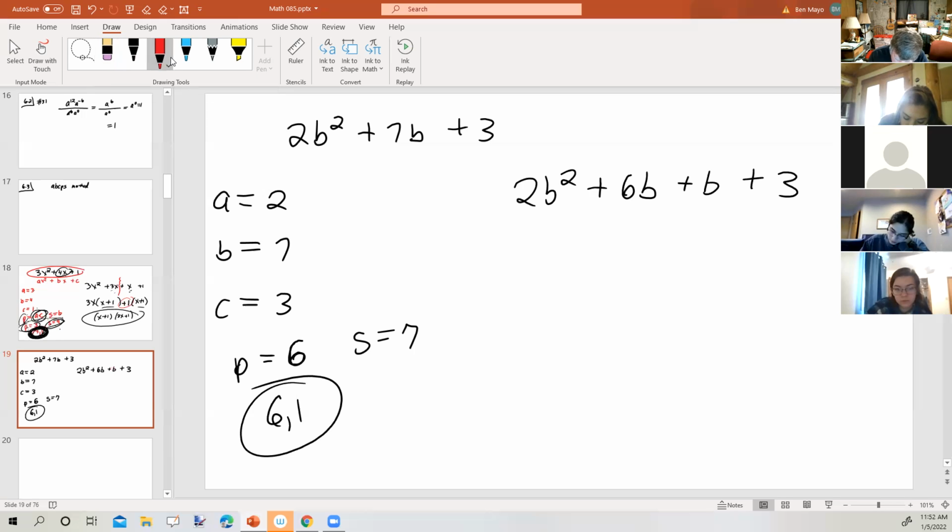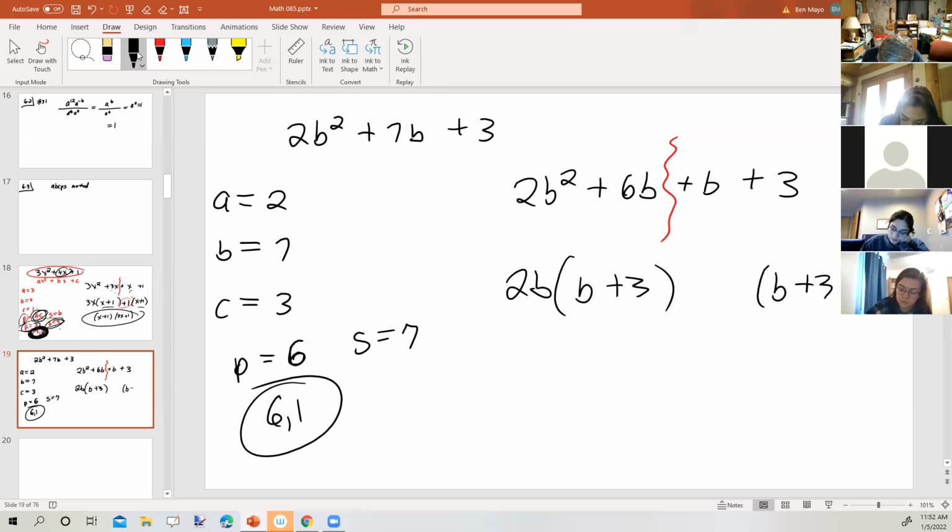And now we're going to use factoring by grouping. The greatest common factor of the first two terms is 2b. B plus 3 is left over. Don't look up, look over. So it's got to be a B plus 3 there. And it would have to be a plus 1 outside. So this one's very similar to the previous problem.